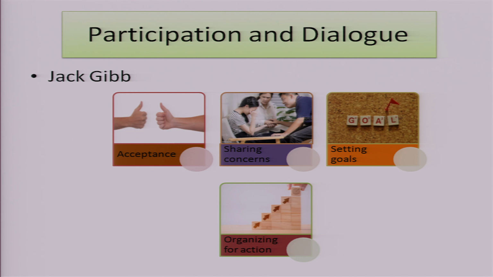And the last one, that is participation and dialogue. So there occurs some participation and dialogue. When we think of Jack Gibbs, he stated that the participation of the learners group is based on three things, that is acceptance, sharing concerns, setting goals, and organizing action. So this is also important. We can see that when we look at Paulo Freire, he stated how the oppressed can come out of that oppressed state.